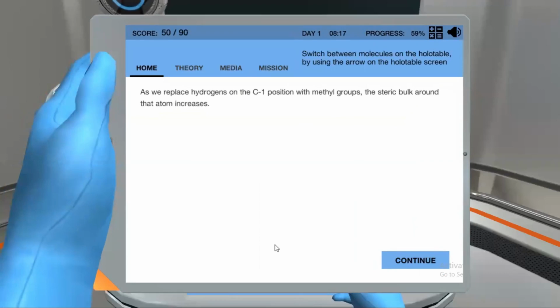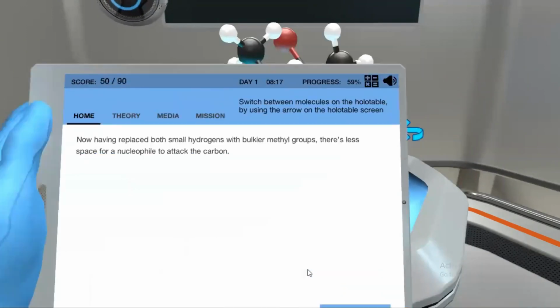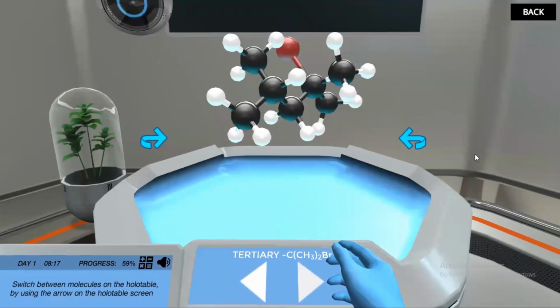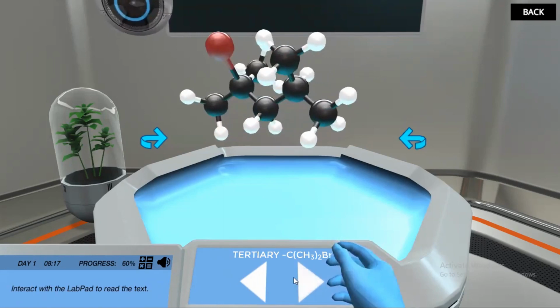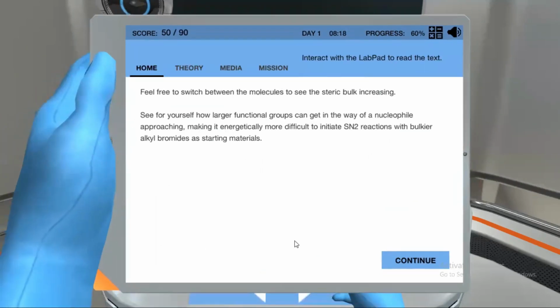As we replace hydrogens on the C1 position with methyl groups, the steric bulk around that atom increases. Now having replaced both small hydrogens with bulkier methyl groups, there's less space for a nucleophile to attack the carbon. Feel free to switch between the molecules to see the steric bulk increasing. See for yourself how larger functional groups can get in the way of a nucleophile approaching, making it energetically more difficult to initiate SN2 reactions with bulkier alkyl bromides as starting materials.